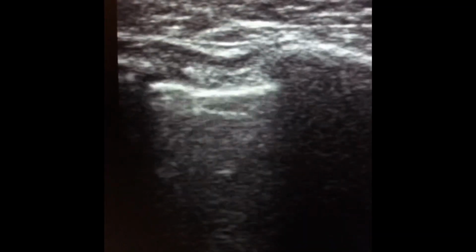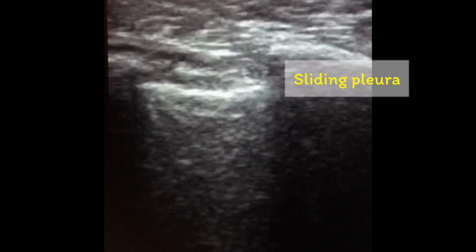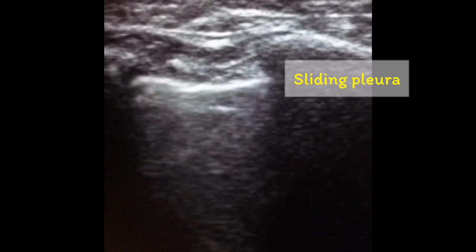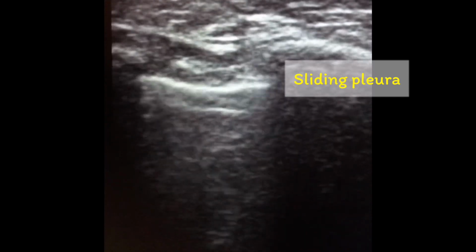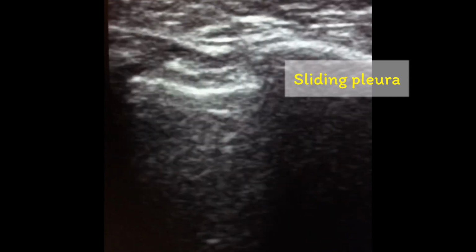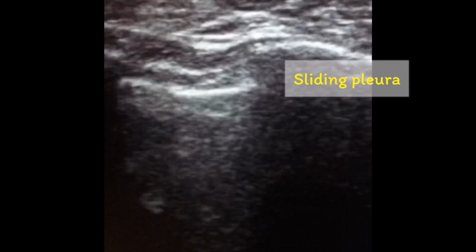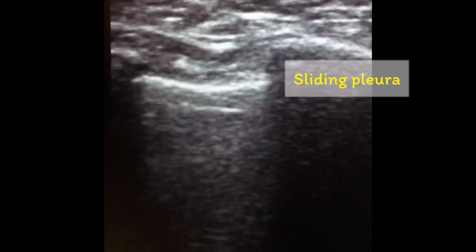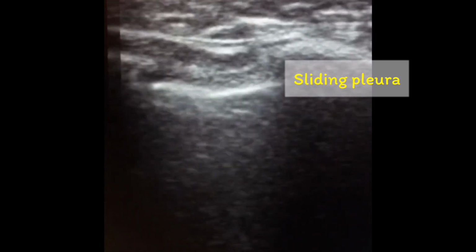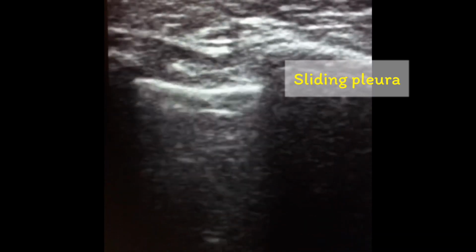In a normal lung, you can see the definite pleural line in between two ribs. The single horizontal bright or hyperechoic line is produced by the parietal and visceral pleura. Sliding movement of the lung and its visceral pleura over the parietal pleura produces the shimmering or twinkling artifact in the pleural line. This is called the sliding pleural sign.